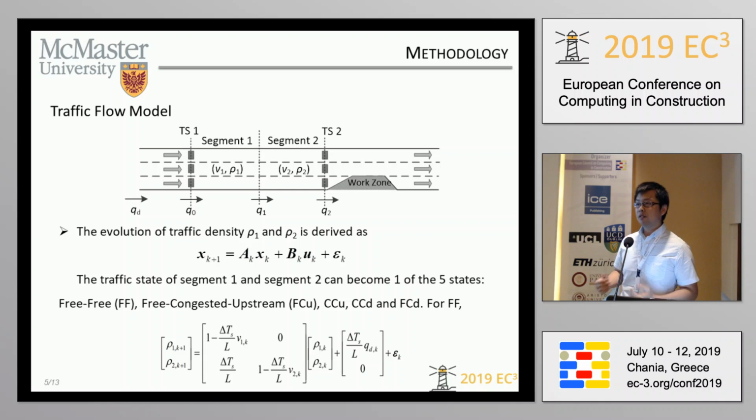And because the traffic state of segment 1 and segment 2 can become one of the 5 states, meaning free, meaning both segments are free flow, and the free conjectured upstream, meaning segment 1 is free flow, and segment 2 is congested with a queue propagating upstream, and also the CCU, CCD, and FCD. Take the FF as an example. The evolution of the traffic density can be expressed using this formula here.